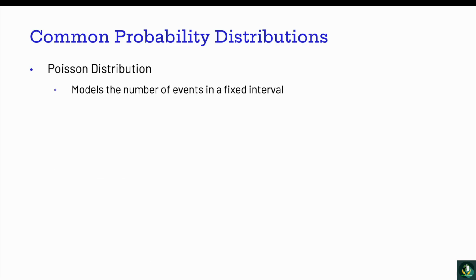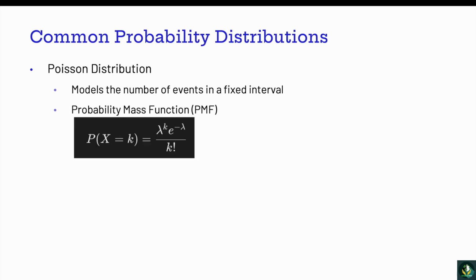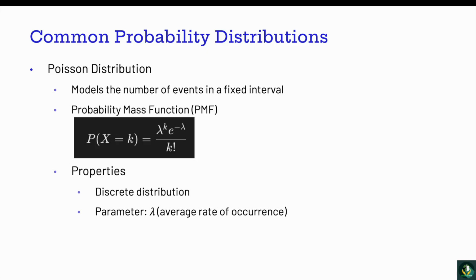Next, we have Poisson distribution. It models the number of events in a fixed interval. The PMF, or probability mass function, is defined as P(X = k) = λ^k e^(-λ) / k!. The properties include its discrete distribution, and the parameter is lambda, which is the average rate of occurrence.